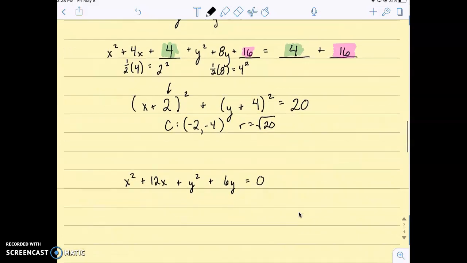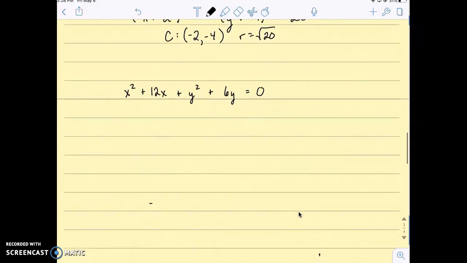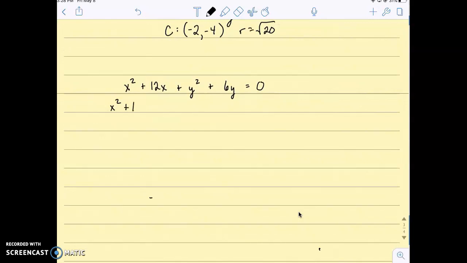Let's do that again. So we'll have x squared plus 12x plus something plus y squared plus 6y plus something, and that's going to equal the values that I added to the x and y. What do I do with 12? You take half of 12, which gives you 6, and you complete the square, so that's 36. If you do it on the left side, you do it on the right side.